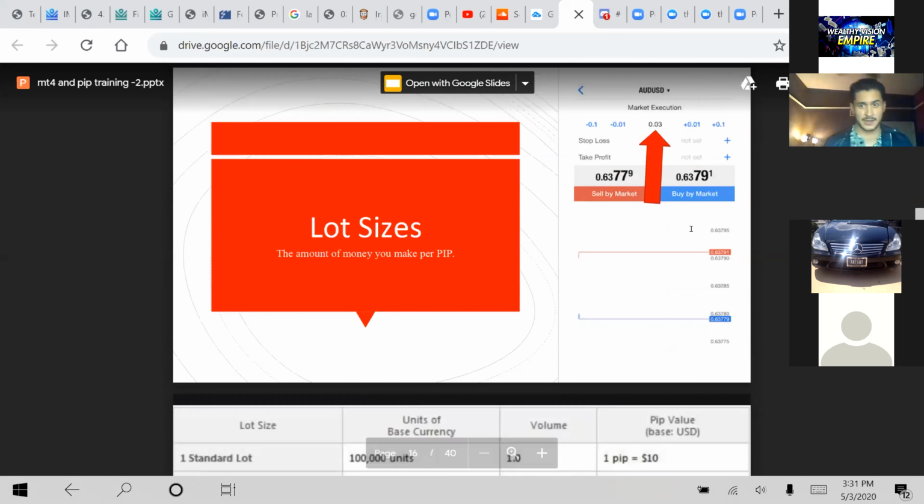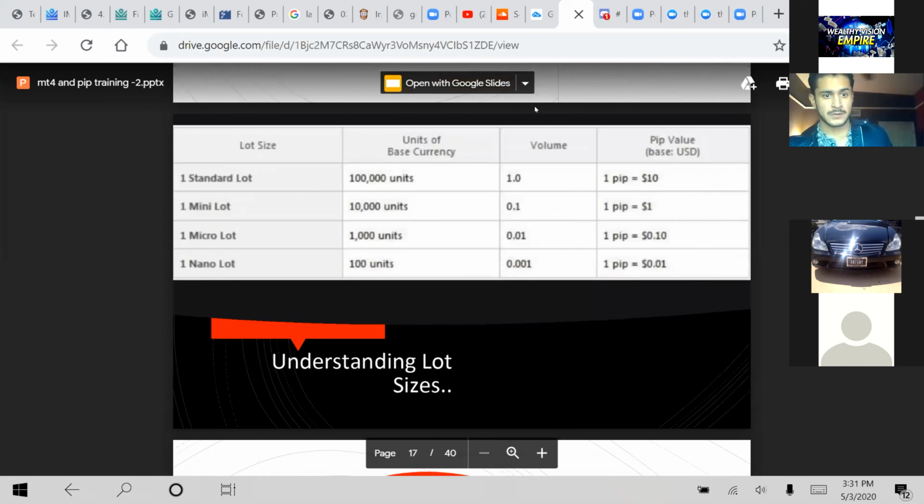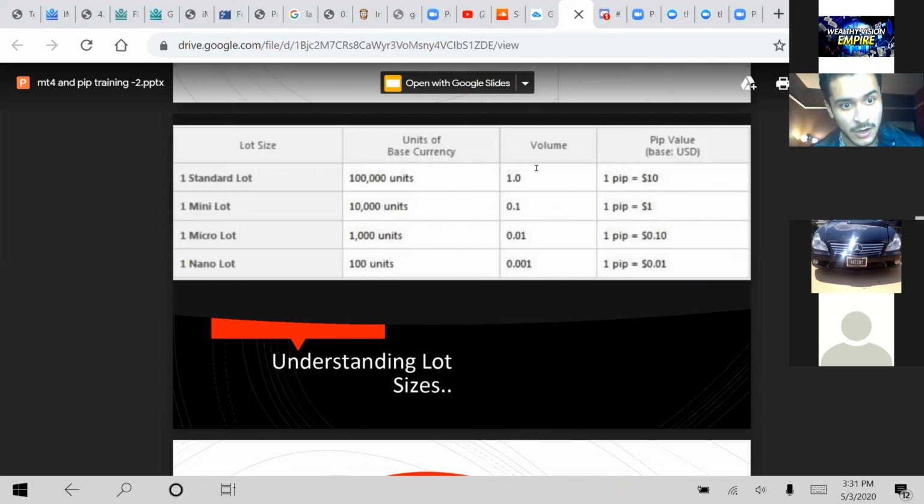And so we're also going to be talking about lot sizes, right? So lot sizes, guys, are the amount you make per pip. So as you can see here, we've got 0.03, which is basically a micro lot, guys, and we'll get into that in just a little bit if you don't already know what that is. Alrighty, guys. And so for those of y'all who don't know, one standard lot is equal to 100,000 units, right? And so basically with that, you would use 1.0 in your lot. And just as a disclaimer, guys, you never want to focus on the standard lots right now. Okay, let me repeat. Do not use standard lots unless you have at least $10,000 in your account.